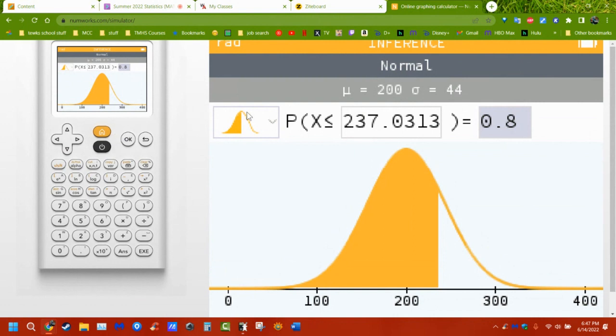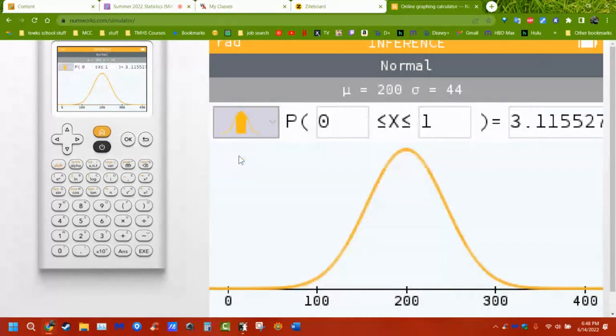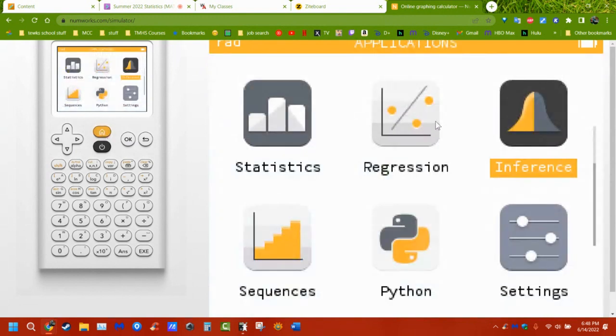Okay. It didn't have T. Hold on. Oh, it actually has between and greater than as well. So if I needed to find something between, I could have two values, one, 275, I guess, and 300, and it would find the probability of that happening. But that's not really what I was looking for.